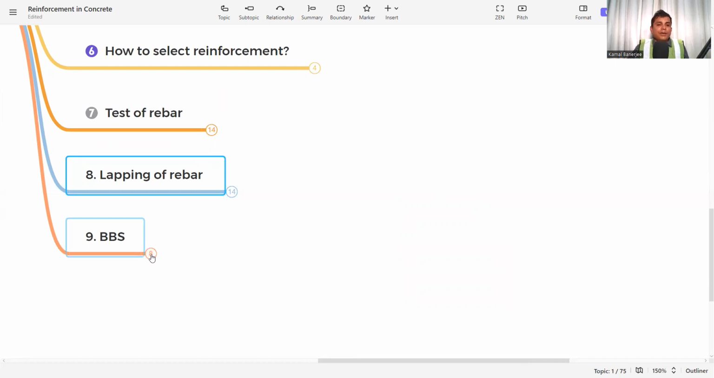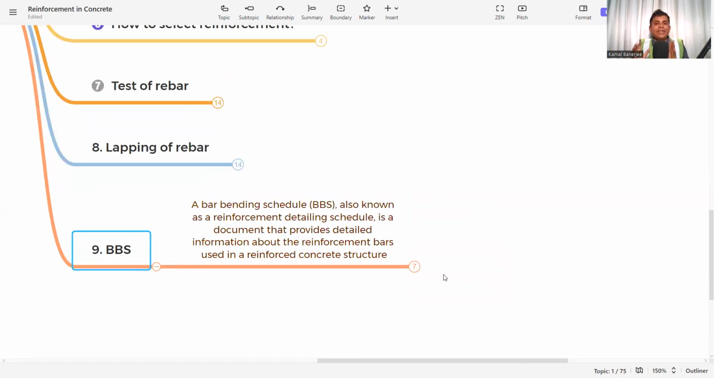That is the BBS. A bar bending schedule, also known as a reinforcement detailing schedule, is a document that provides detailed information about the reinforcement bars used in a reinforced concrete structure. So it is a detailing of how I will place the bar, what the bar diameter will be, what the bar size will be, what the bar mark will be, everything to be mentioned. So what are the things?